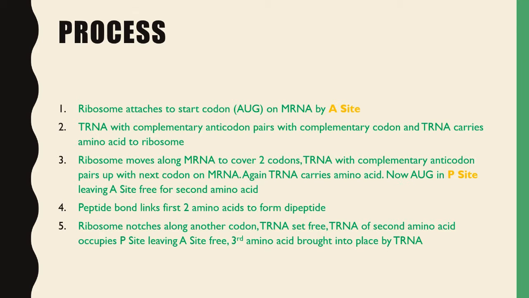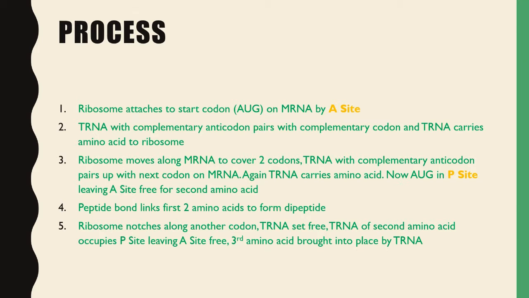Now, whenever the second tRNA molecule comes in and binds to that AGC, for example, your first start codon AUG is no longer in the A site but in the P site. The other one, your AGC with its complementary anticodon, is then in the A site, which is free for the next amino acid. A peptide bond will then link the first two amino acids that the tRNA carries to form a dipeptide.